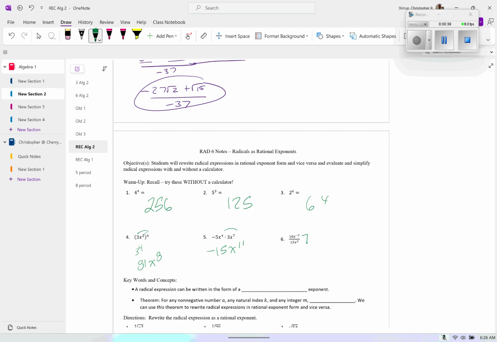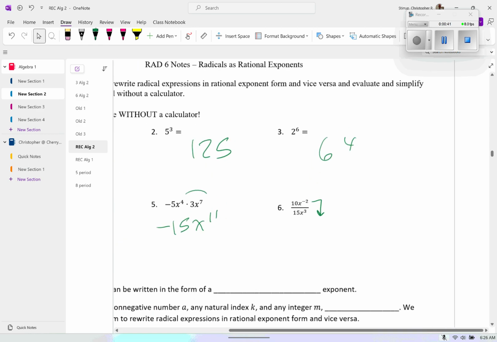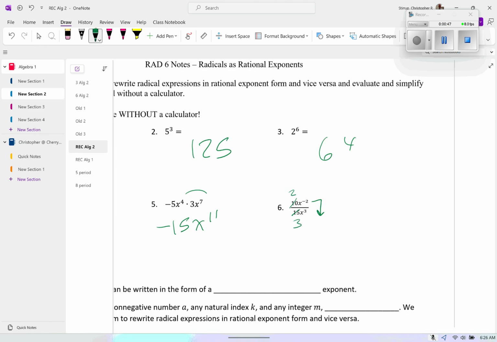This one, the negative 2 wants to come down. So that means I'm going to have x to the 5th on bottom. But then I reduce this. 2 goes in here, or 5 goes in each. And then this moves down, so I get 2 over 3 x to the 5th.